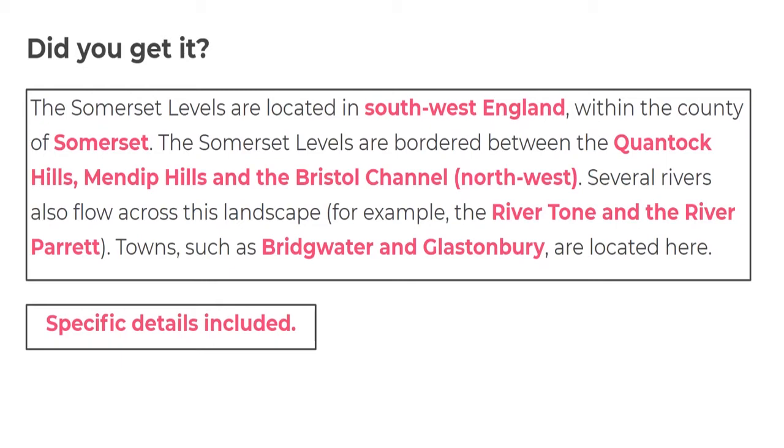The Somerset Levels are located in southwest England within the county of Somerset. The Somerset Levels are bordered between the Quantock Hills, Mendip Hills and the Bristol Channel, northwest. Several rivers also flow across this landscape, for example, the River Tone and the River Parrett. Towns such as Bridgwater and Glastonbury are located here. So just double check you've included all of the key points, and if you wanted to pause the video at this stage to redraft your answer to make sure you've included all the key ideas, that is absolutely fine.